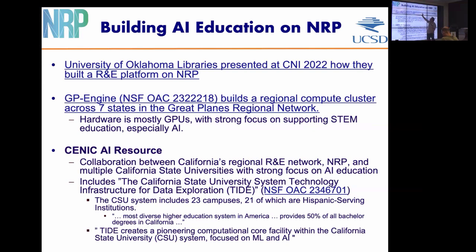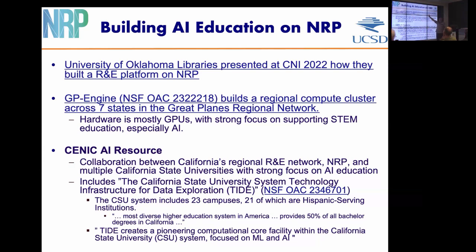The University of Oklahoma actually built something on NRP without us even knowing. Basically, the people who run NRP didn't know what they were building until we saw the talk. And the talk was not presented to us. It was presented to their peers, the library community, at a CNI meeting, CNI 2022. And that's my favorite example of success, right?